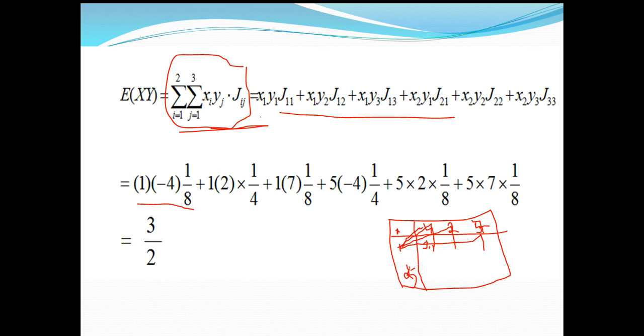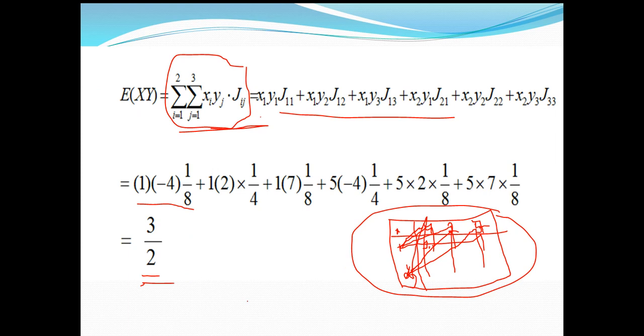So the second value is 5. 5 into minus 4 into j21, that is 5 into minus 4 into 1 by 4, plus 5 into 2 into j22, that is 1 by 8, plus 5 into 7 into j23, that is 1 by 8. So from the distribution table itself we can obtain E of xy. It is easy to find out. So use these tricks to find the expectation E of xy, which is equal to 3 by 2.